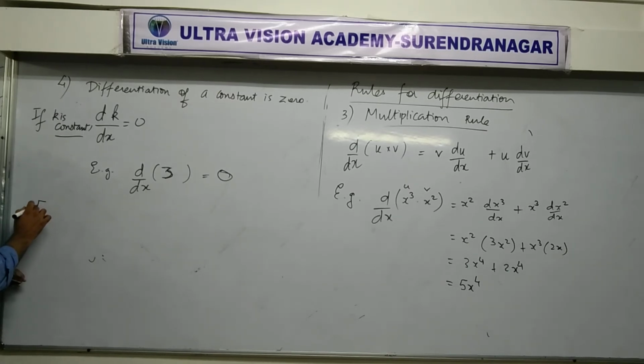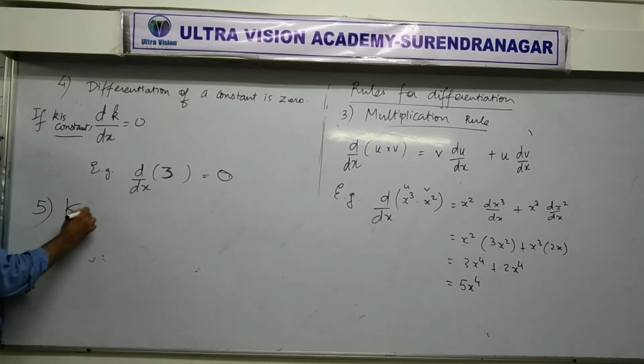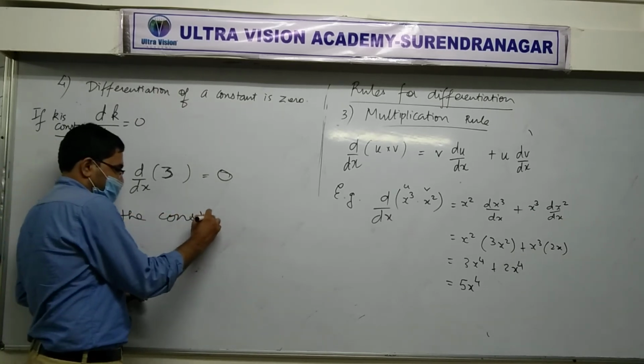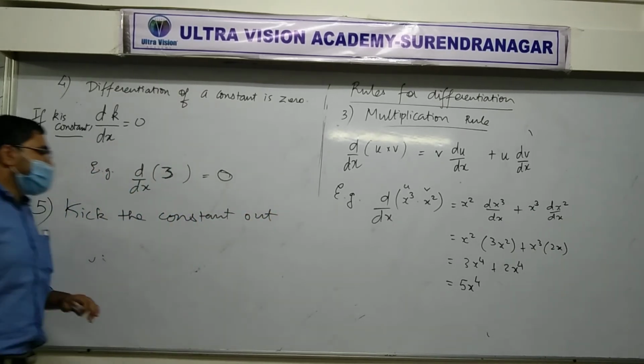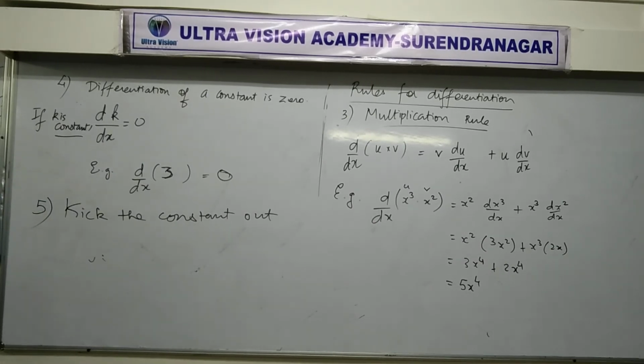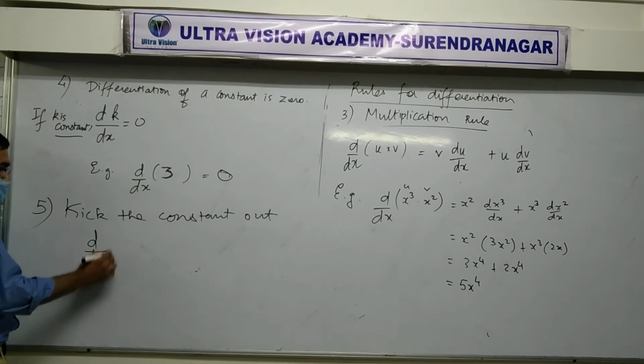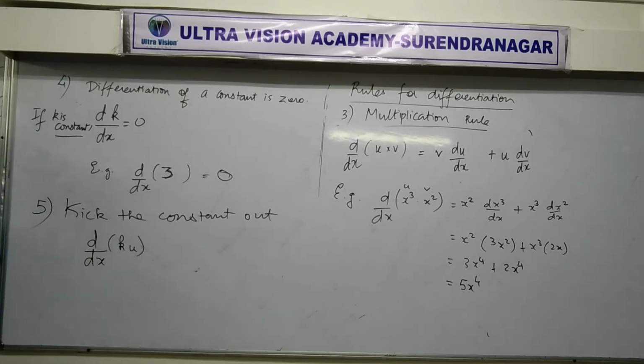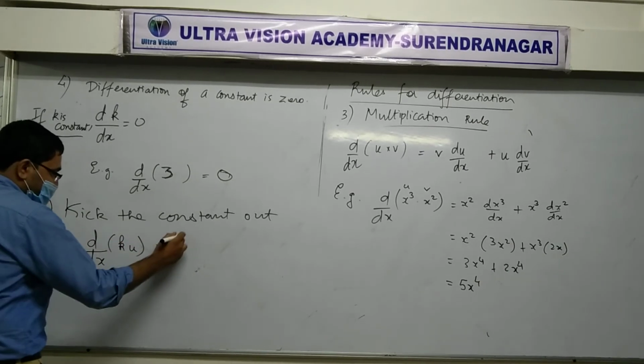Number 5. Based on this, keep the constant out. Okay, keep the constant out. The rule is very nicely named because it does exactly that. So d by dx of k into u, we get k into d u by dx. So if k is a constant, then you can pick it out and do the rest of the process.